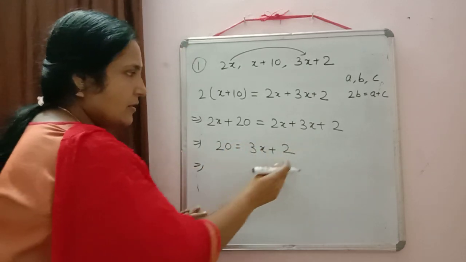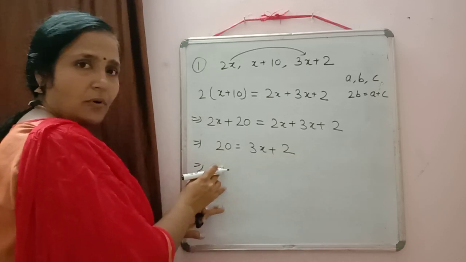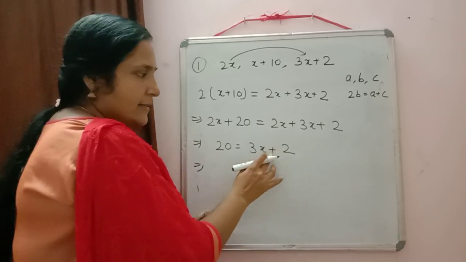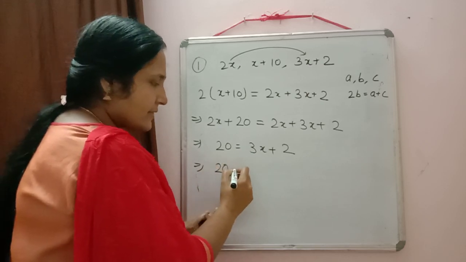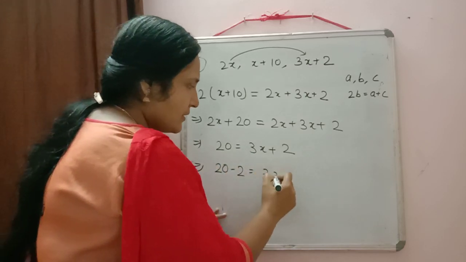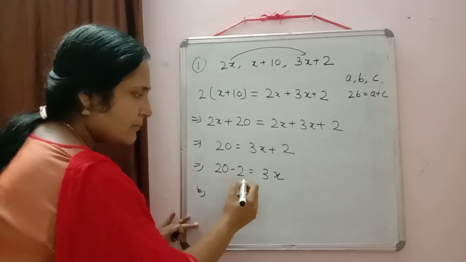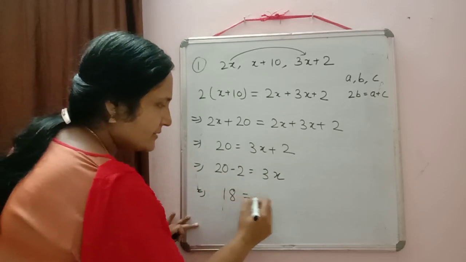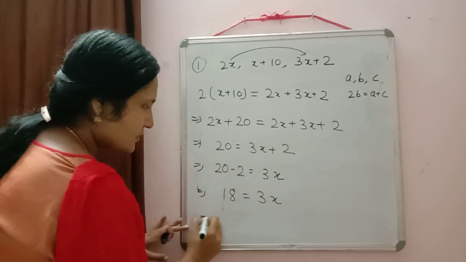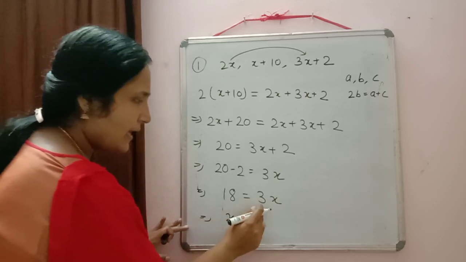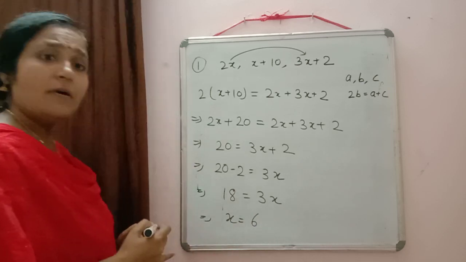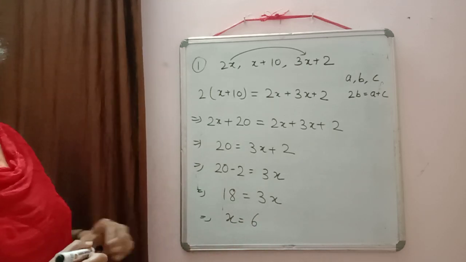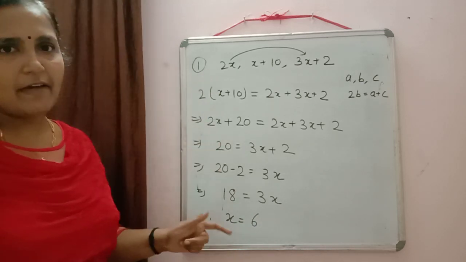Now what will we do? We will shift 2 to the left hand side. Here it is positive 2. So when you change the position, it will get subtracted. So 20 minus 2 is equal to 3x. 20 minus 2, 18 is equal to 3x. So we will get x is equal to 18 divided by 3. So that will be equal to 6. So answer is 6. So in this way we have to do the question.